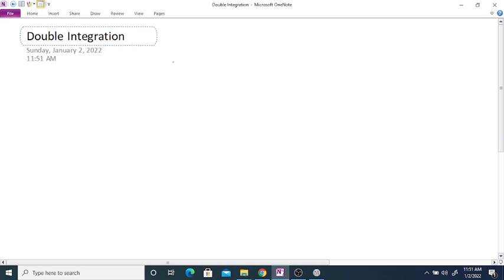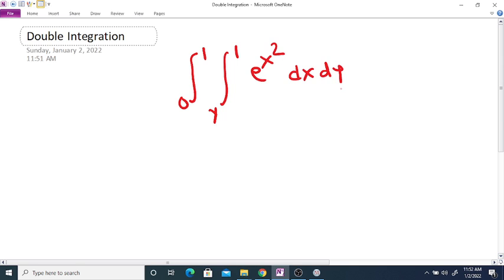Evaluate the double integration from 0 to 1, y to 1, e raised to x square dx dy. Now here the limit of y is 0 less than or equal to y less than or equal to 1, and the limit of x is y less than or equal to x less than or equal to 1.